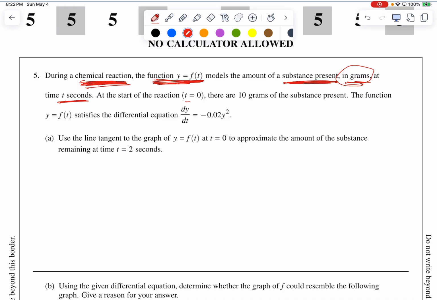At the start of the reaction, t equals 0, there are how many grams present? There's a start value. If I have to do start plus displacement, I got it. If I got to find a plus c, can I find it? Yes. The function y equals f of t satisfies the differential equation here.